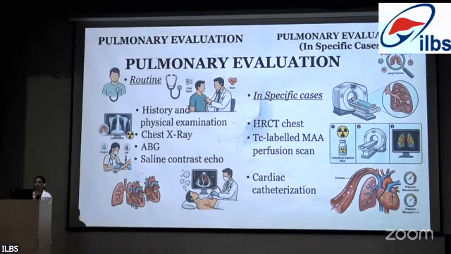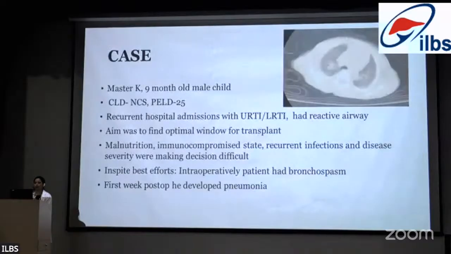For pulmonary system evaluation, routinely we do history and physical examination, chest X-ray, ABG, saline contrast echo, but in specific cases, we need HRCT lung, technetium-labeled abdomen scan, and cardiac catheterization. So here I'll be discussing a case in brief.